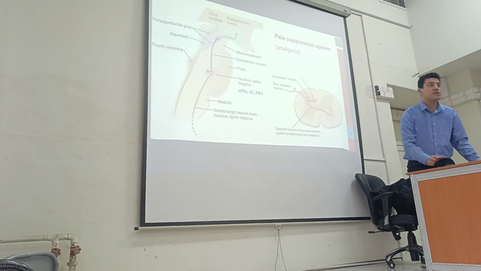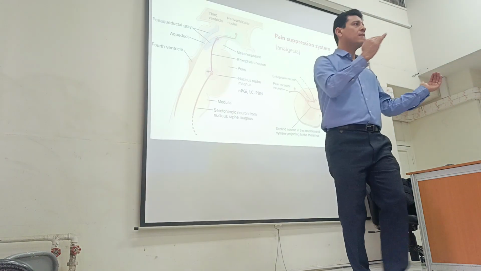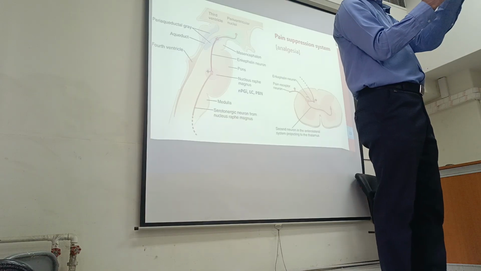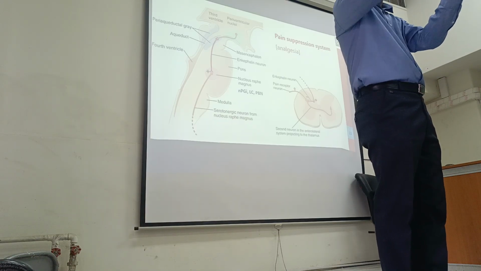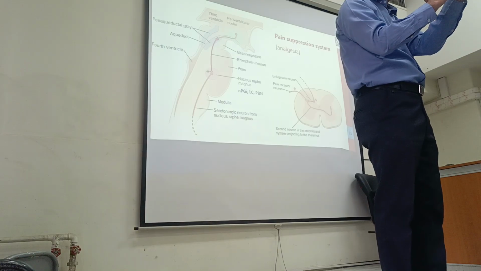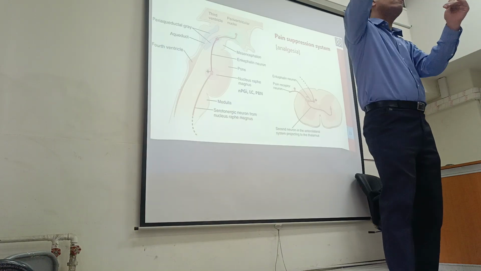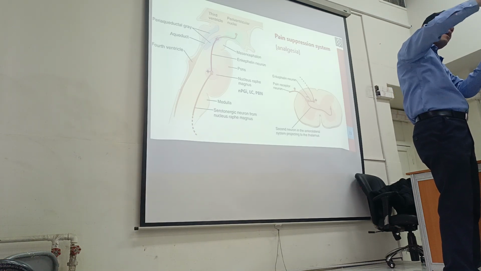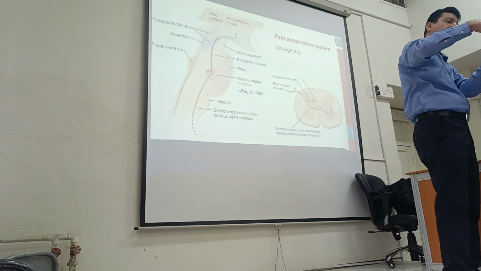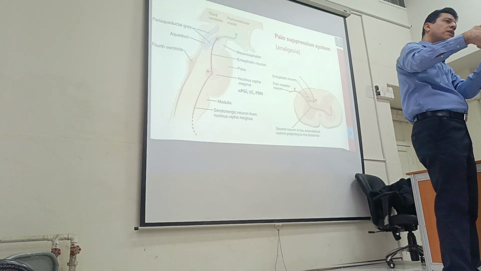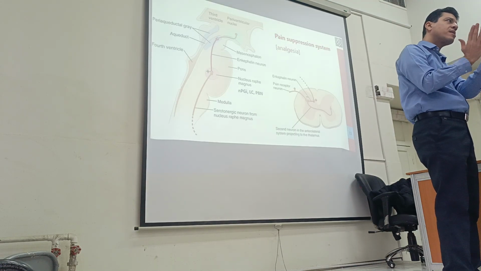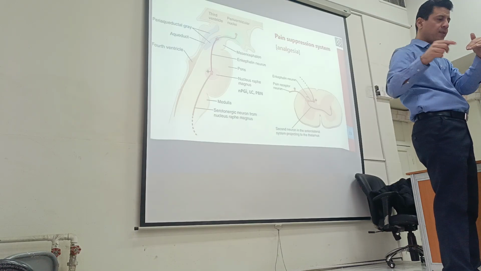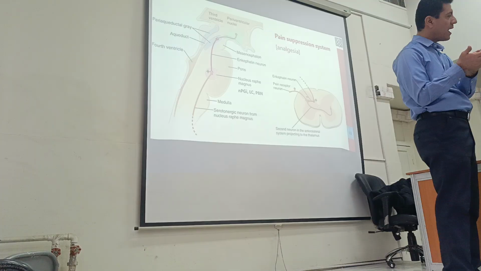So what happens if this synapse is blocked? Pain signal comes from the skin to the spinal cord, but it cannot go up. It remains here, right? So we have a descending pathway from the brain that goes step by step down, reaches here, activates interneurons that release enkephalin, and enkephalin blocks the synapse between the C fibers and the relay neuron, right? So this way we can block pain.